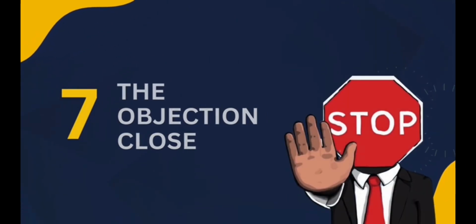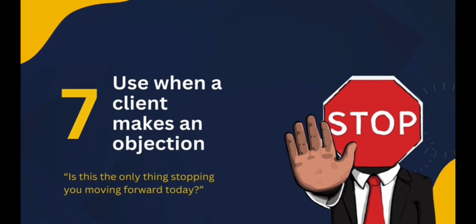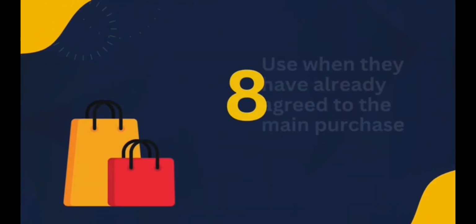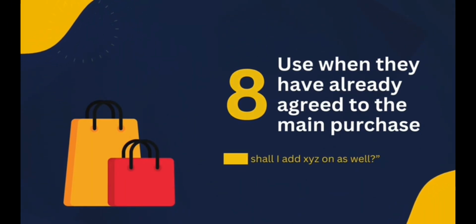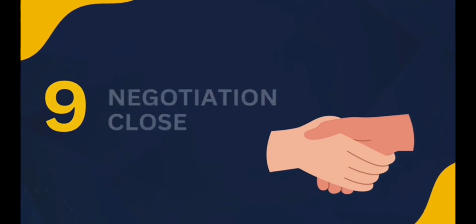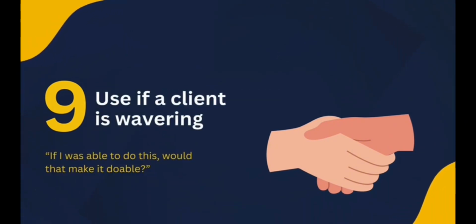7. The objection close. Use when a client makes an objection. For example, is this the only thing stopping you moving forward today? 8. Upsell close. Use when they have already agreed to the main purchase. For example, and shall I add XYZ on as well? 9. Negotiation close. Use if a client is wavering. For example, if I was able to do this, would that make it doable?